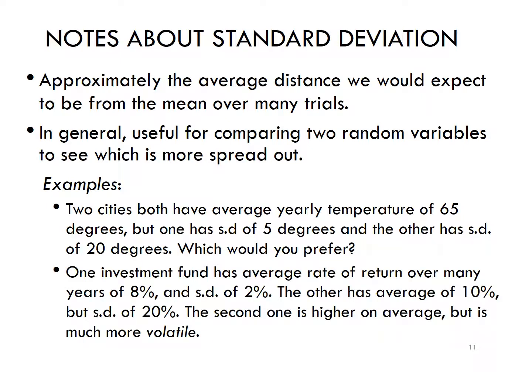Or investment funds. Let's say one investment fund has an average rate of return over many years of 8% with a standard deviation of 2%. The other has an average return of 10% but a standard deviation of 20%. The second one is higher on average but is much more volatile. Which investment fund do you prefer?